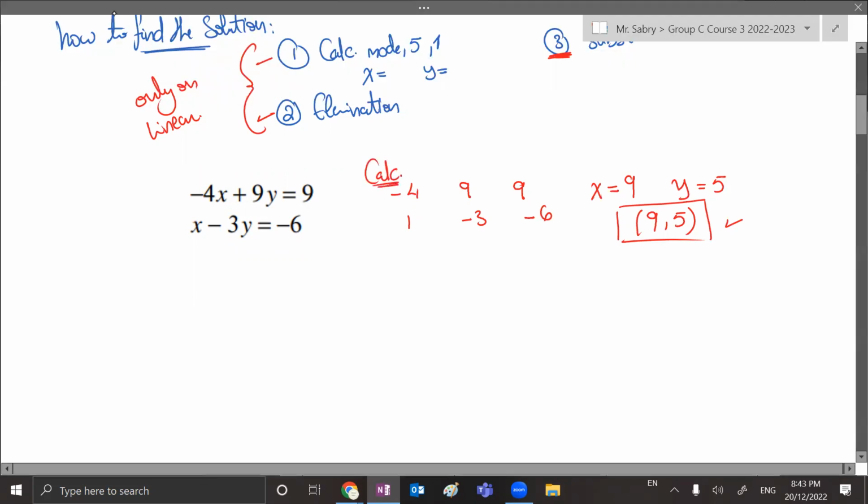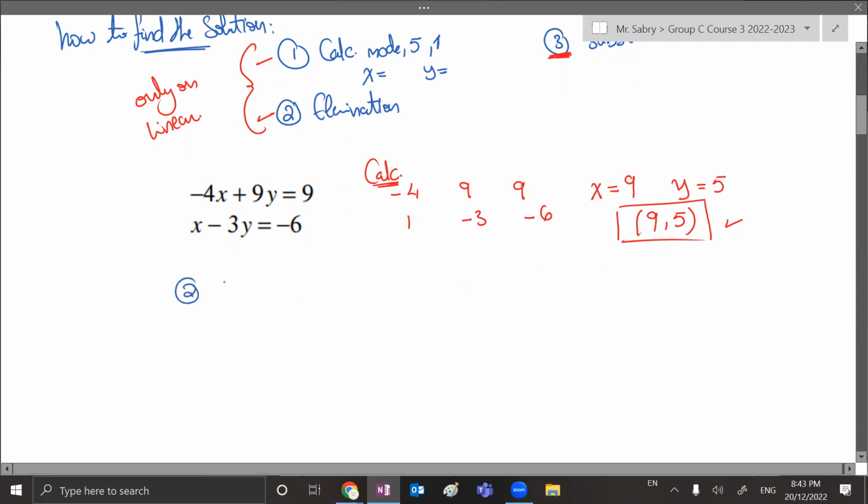Now, a very important thing to highlight for you also is that it needs to be organized. The x's have to be under each other, the y's under each other, the equals under each other, and the numbers under each other. So if it's not well organized, I have to change them. And you'll see an example now. Anyway, so this is the first method, which is the calculator.